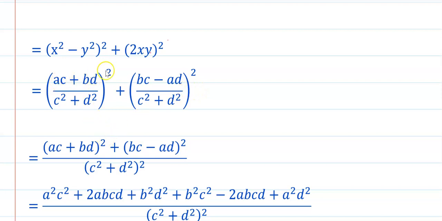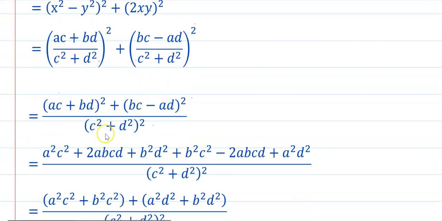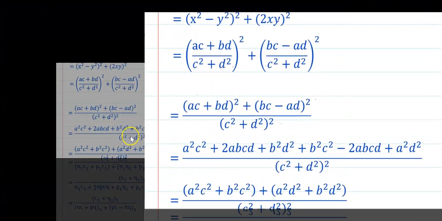AC plus BD, this is a bracket square, plus BC minus AD, again this is a bracket square. Here, (C square plus D square) bracket square and (C square plus D square) bracket square are common. Both of them have the same base, the same denominator, so we can add it directly.